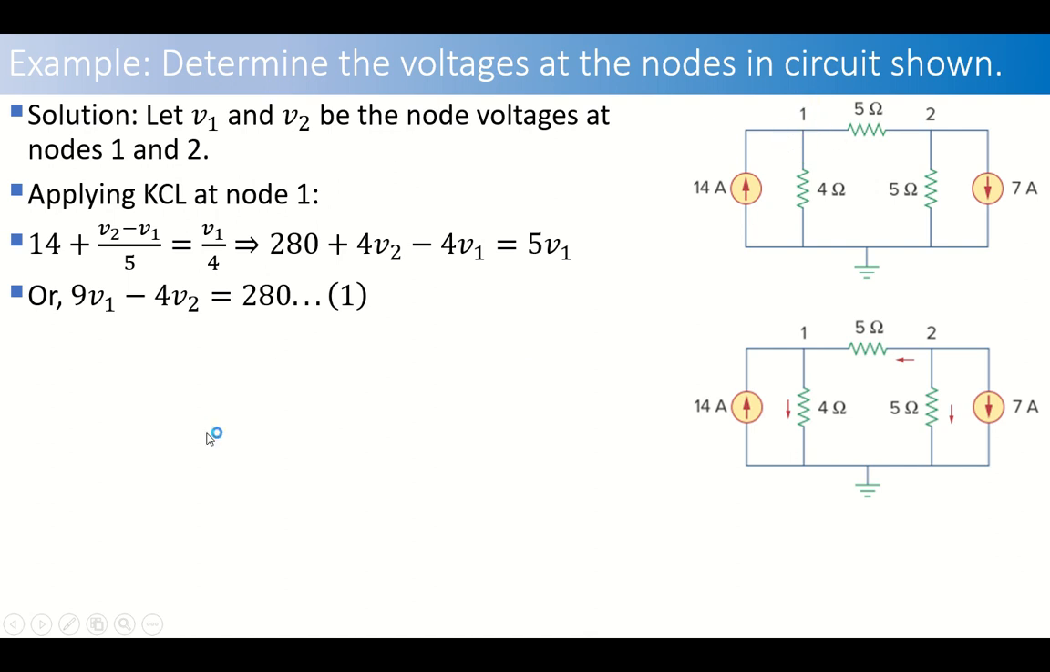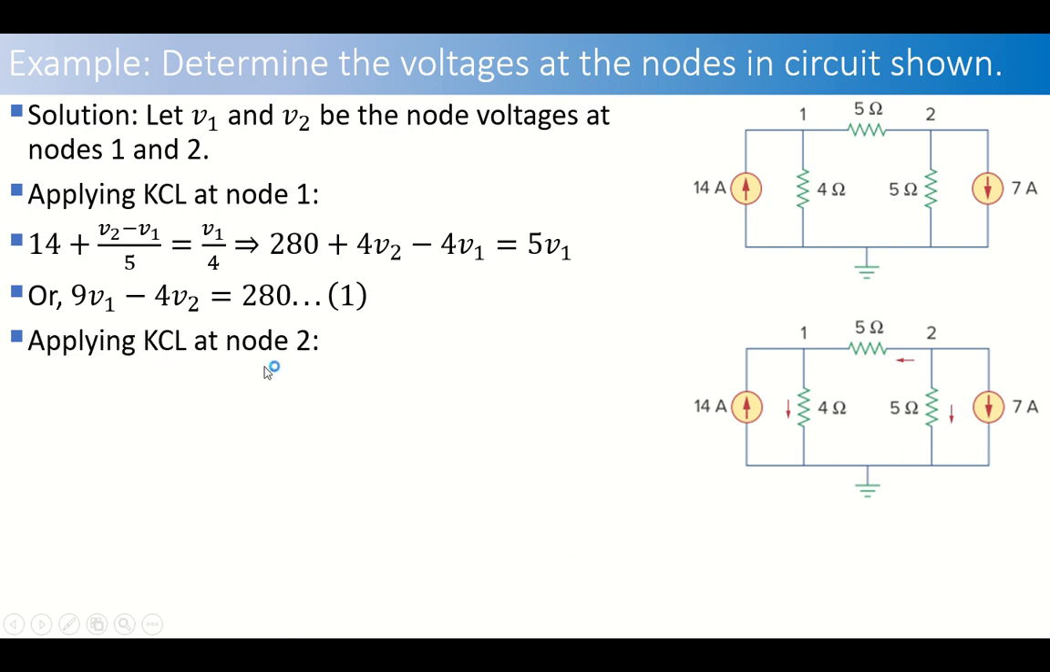Next we'll be using Kirchhoff's current law at node number 2. Again, you can see that at node number 2 there are three branches connected: 7 ampere, 5 ohm, and another 5 ohm resistance. All currents are outgoing. There is no incoming current, so we can say that the sum of these outgoing currents should be equal to 0.